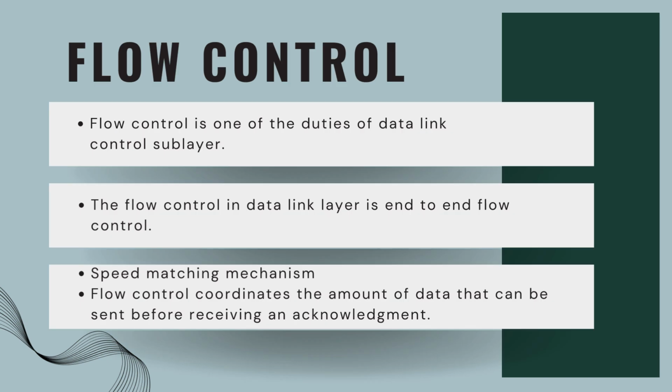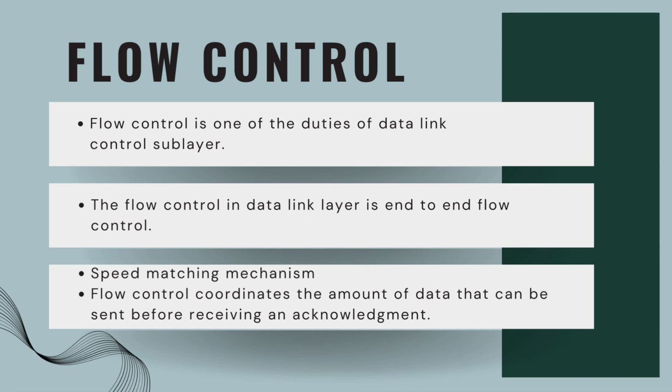Next is flow control. It's about flow control in computer systems. Flow control is a critical service provided by the data link layer, and it plays a vital role in ensuring the data is transmitted over the network accurately and efficiently. Flow control is one of the duties of the data link control sublayer, which is responsible for managing the transmission of data over the network. The flow control mechanism in the data link layer is an end-to-end flow control mechanism, which means that it coordinates the amount of data that can be sent before receiving an acknowledgement.